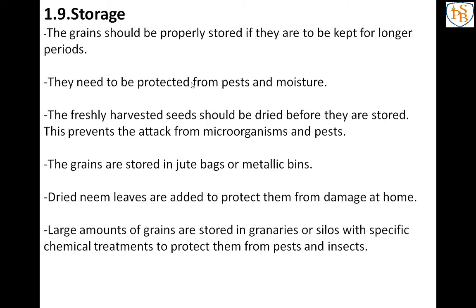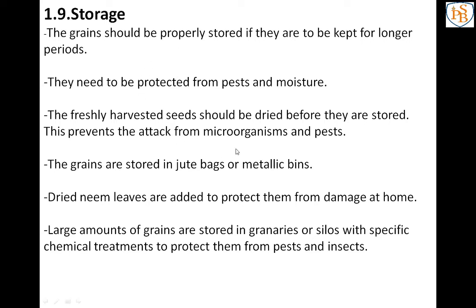See, first, they need to be protected from pests and moisture. Means what? If the grains are in a moist condition, fungi and algae can grow. So that's why we should protect the grains. Next, freshly harvested seeds should be dried before they are stored. If you store wet harvested seed, it is attacked again by microorganisms and pests, means many rats and all can eat your grains.